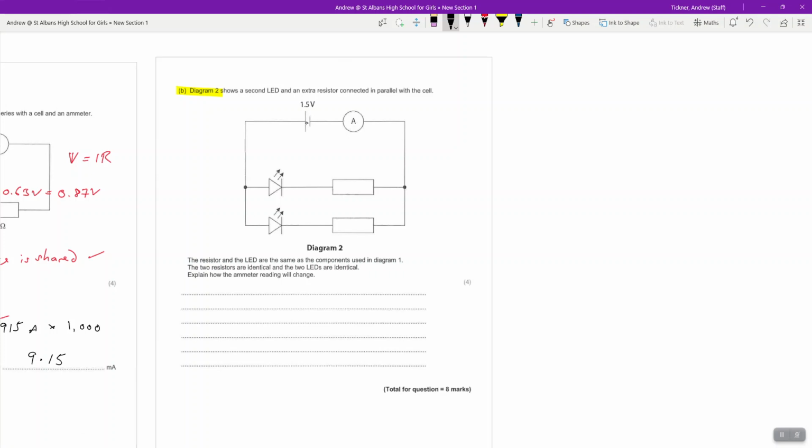Now, there is a misconception that happens a lot with this question, that adding more things must mean that the current goes down. But something that's important: when you add components in parallel, the resistance is less because there's now, as opposed to there just being one route for electricity to go, there are now two. So we can send electricity down two alternative paths. That means that there is a lower resistance.